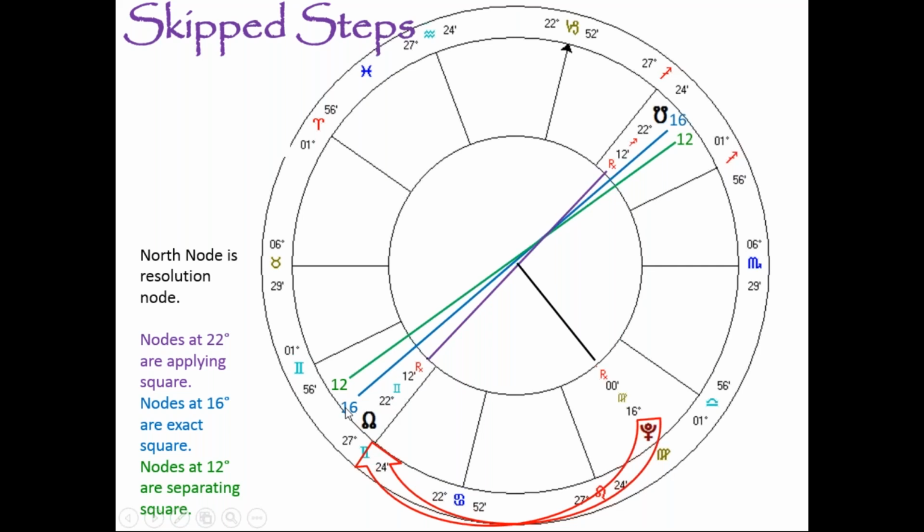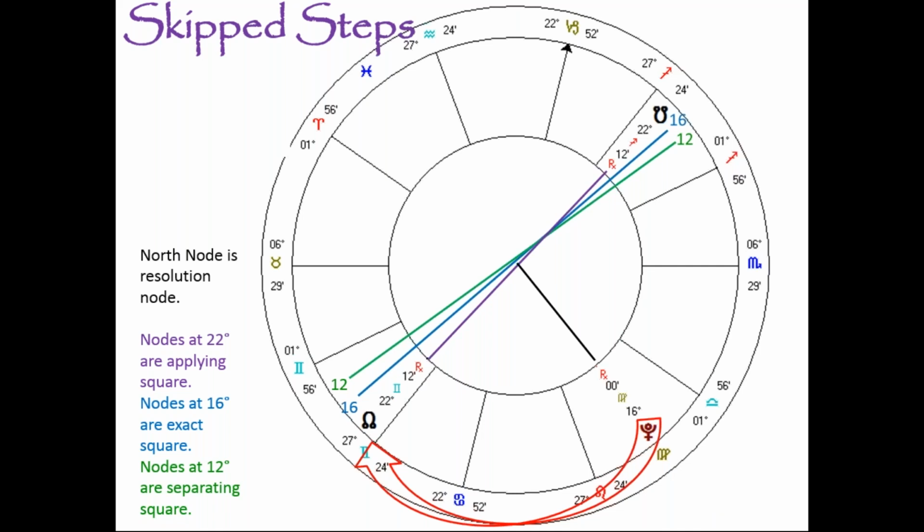If the nodes were at 16 degrees Gemini Sag, it'd be an exact square. If the nodes were at 12, it'd be a separating square. So here's your visual on the nodes applying squares. If the nodes are applying squares to a planet, the skip steps are increasing and magnifying. It's the frustration of an applying aspect.